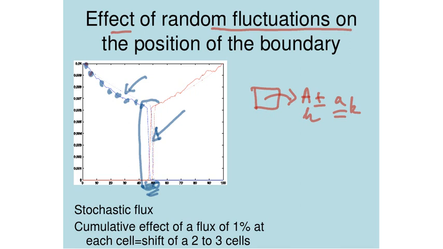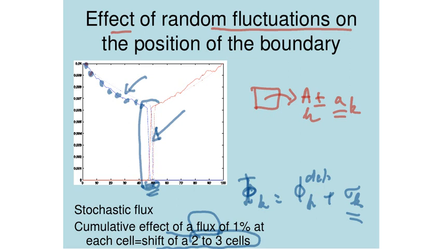What we calculated, and I'll show you this in a few slides, is the cumulative effect of a flux. You suppose that your flux is the one that carries the fluctuations. That is, it's equal to the deterministic flux plus some noise, and you have to give here a model of the noise that you want to add. It leads to a shift of 2 to 3 cells, which is very different from the deterministic shift that we showed previously, which could be used to define the shift due to, for example, a missing transcription factor or an alteration of transcription factor expression.